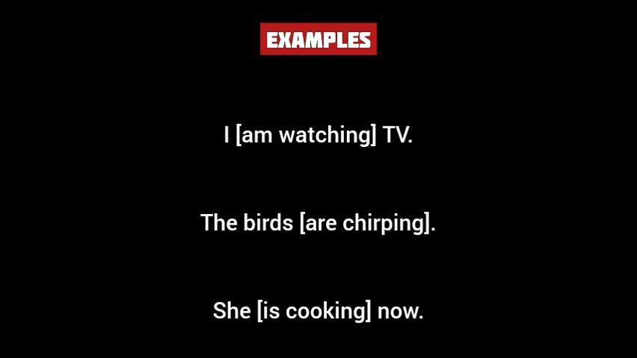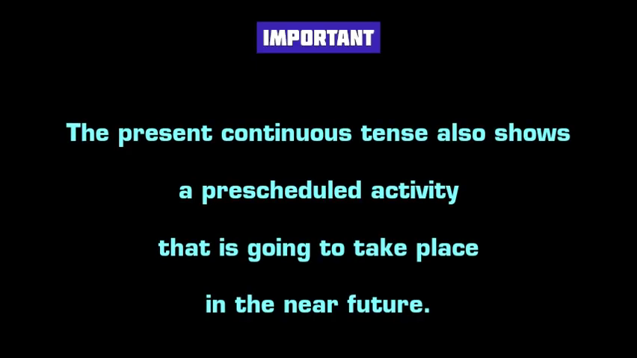In short, the present progressive tense shows an action or activity going on at the time of speaking or at this point of time. Well, the present continuous also shows a pre-scheduled or pre-arranged activity that is going to take place in the near future. In other words, if an activity has already been arranged or scheduled to take place in the near future, we use the present continuous to show it rather than any future tense.